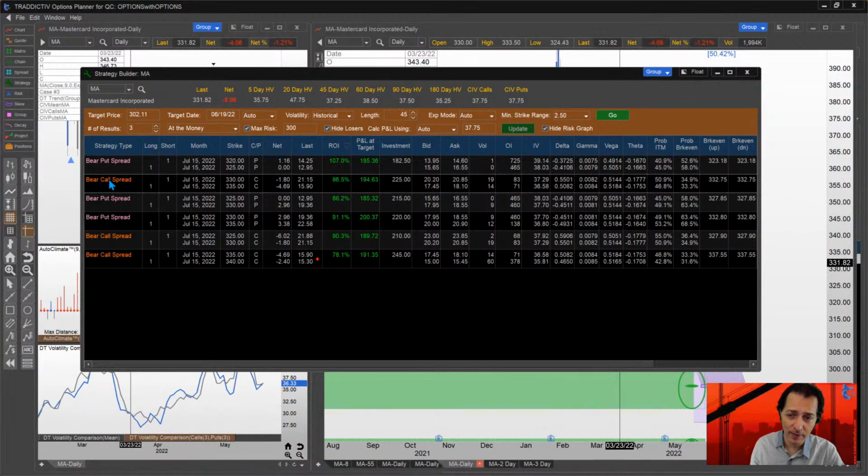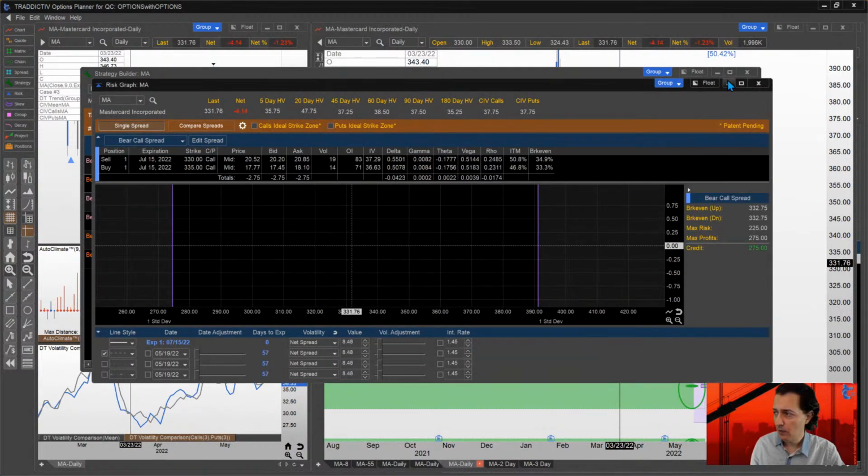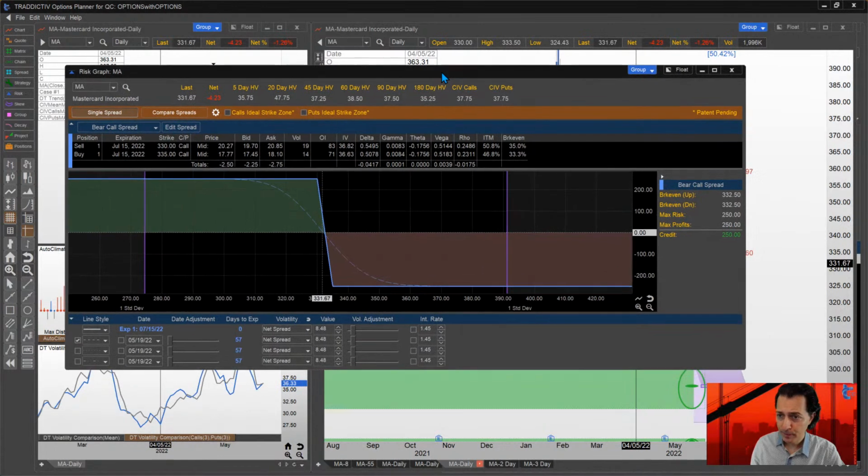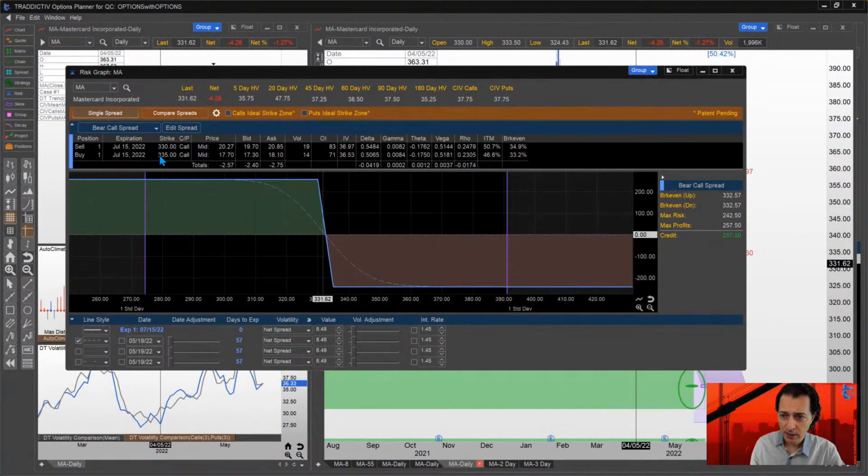So I'm just going to go with a bear call. Okay, so this is the trade I am going to consider for our trade. Now, let me tell you a bit more about this bear call. So this bear call is using the 330 and the 335 call. Now, the 330 call is slightly in the money.